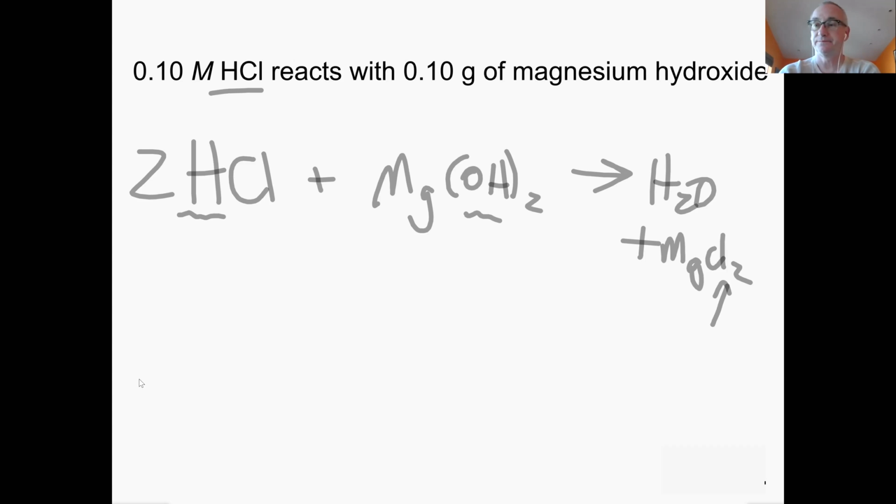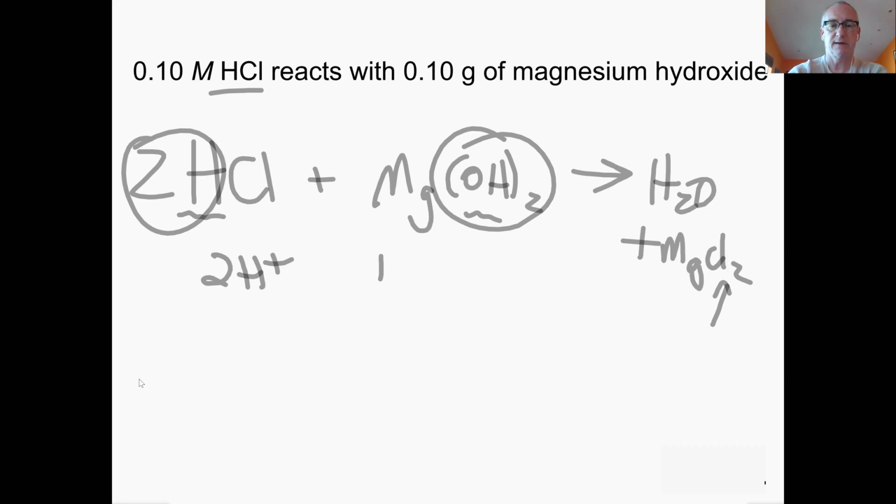Right, two waters. Because I've got two protons coming from here, and I'm going to get two hydroxides coming from there. And so when they come together and neutralize each other, they're going to form two waters. So that is my balanced equation.